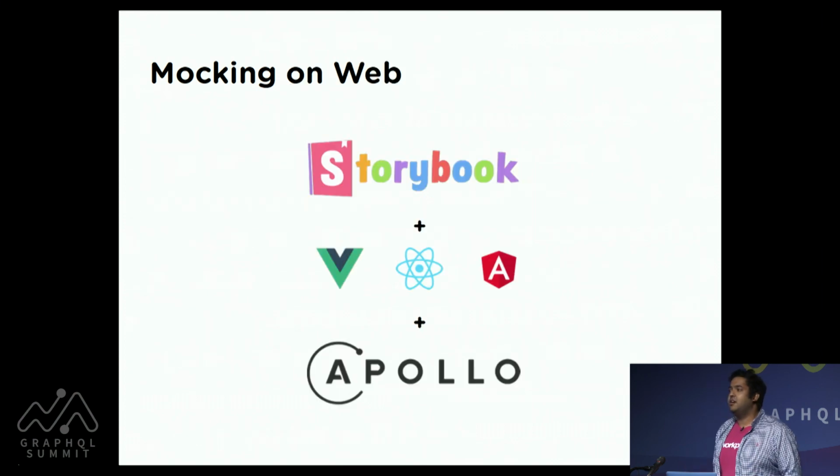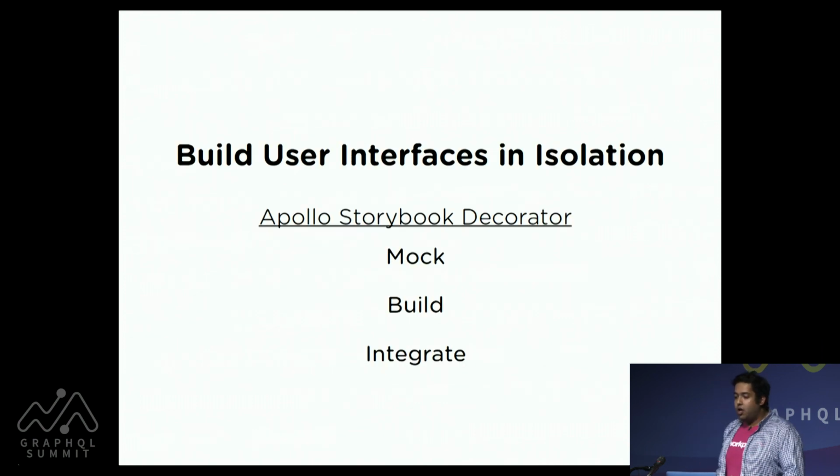And then this is where I come in, mocking on the web. So we have Storybook, right? If you're a UI developer, Storybook. It now supports Angular too, props to the Storybook team, and Vue and all that. There's Vue Apollo, React Apollo, and Angular Apollo. So you can actually get started in Storybook with all your mocks. So I built an apollo-storybook-decorator. It's on GitHub. It's really cool if you're using React, and I hope to support other frameworks in the future. But it allows you to build user interfaces in isolation. And that's the biggest key: you want to be able to mock all your data, build your components, and integrate it with the server. And Apollo Storybook Decorator allows you to do that.